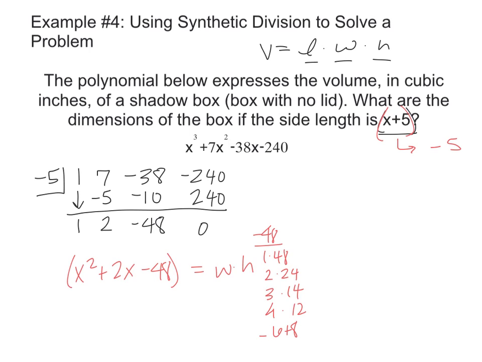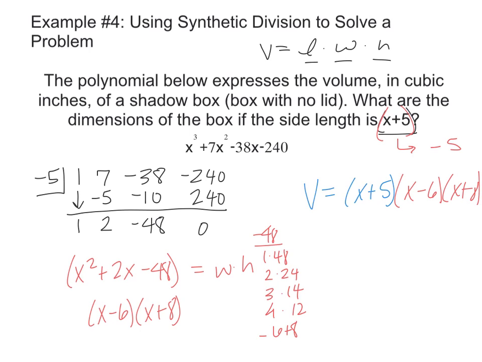Skipping some steps, because I already know what those two factors are. If I have negative 6 and positive 8, then it's going to be x minus 6 and x plus 8. So the dimensions of our box, the volume, will be x plus 5, which was our first expression given to us, and then the other two that we found on our own, which are x minus 6 and x plus 8. And we're going to move from there.